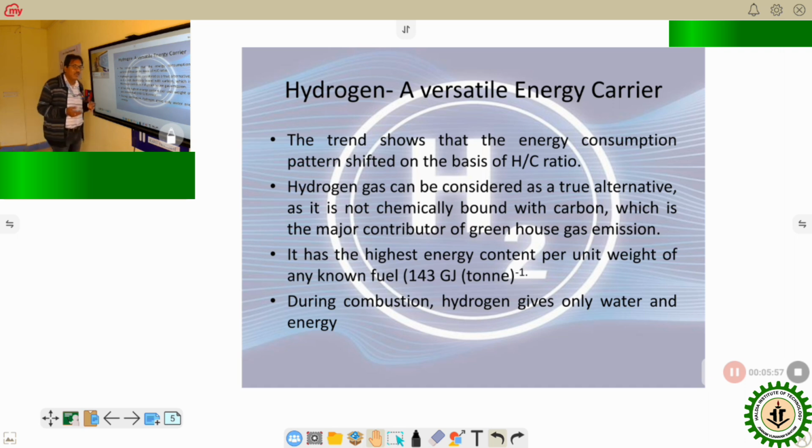If we burn hydrogen, it will only yield water. So there is no emission of carbon dioxide. That is the beauty of hydrogen as a source. And what else? As a fuel, it has some properties. It has the highest energy content per unit weight of any known fuel: 143 gigajoule per ton. Just imagine, it has the highest content. As an energy source or an energy carrier, it is the best option.